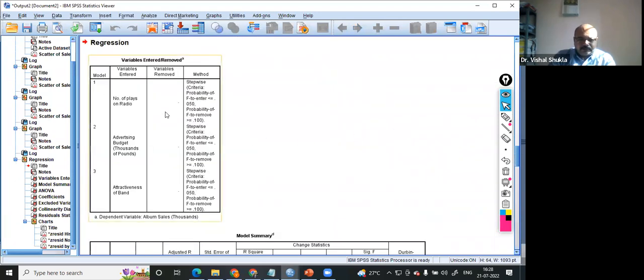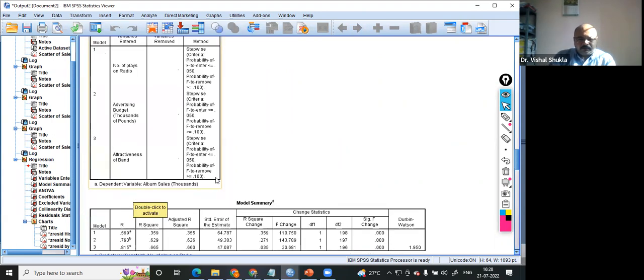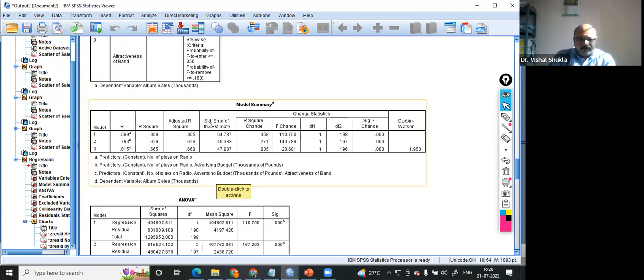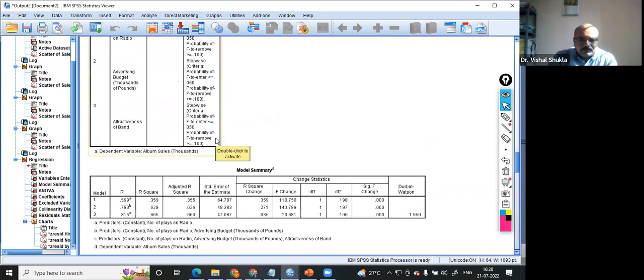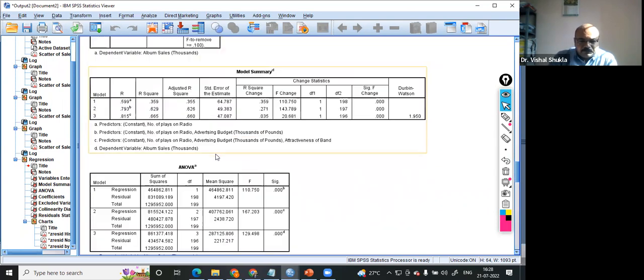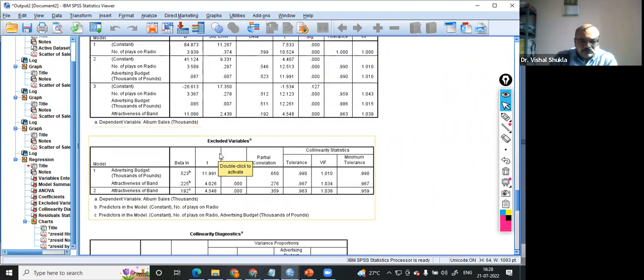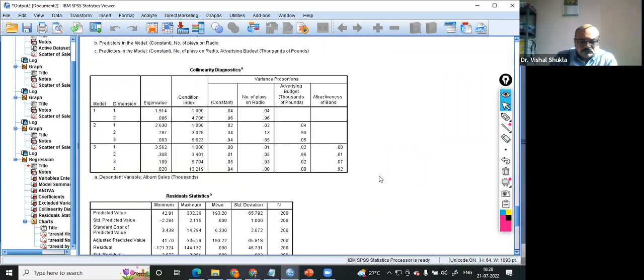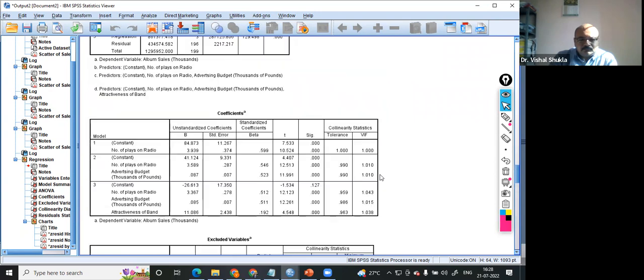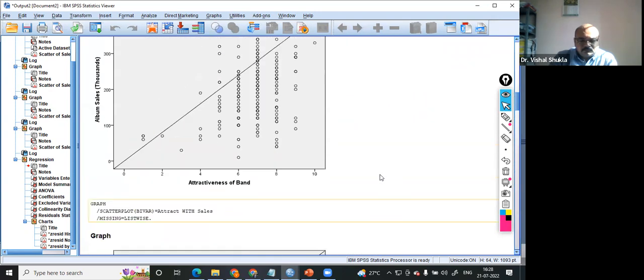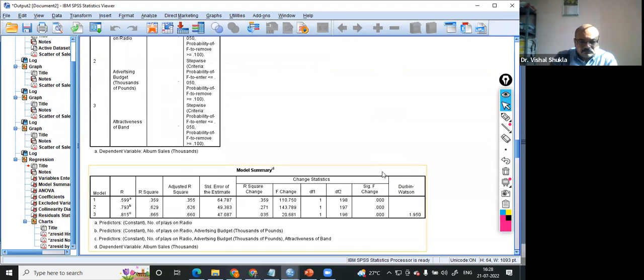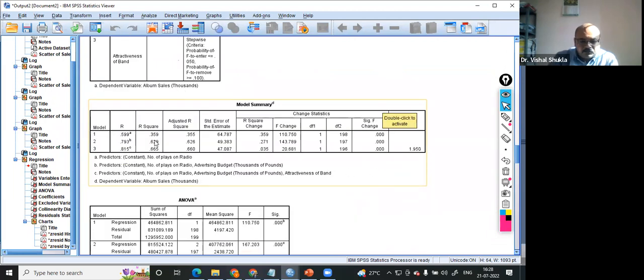Now the first thing that you will see is how many variables were entered. So all three were entered. Now coming to the model summary. There is some R square change value also. None of the variables were removed.